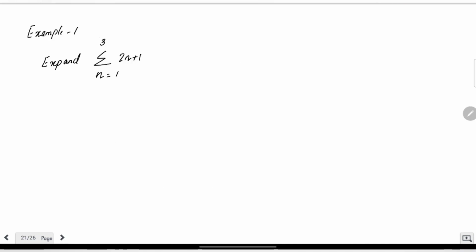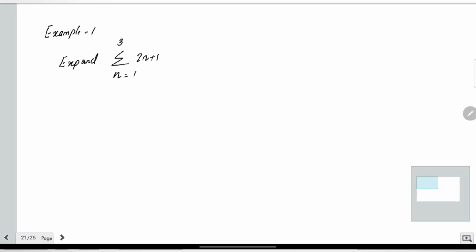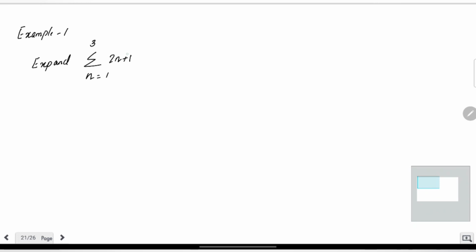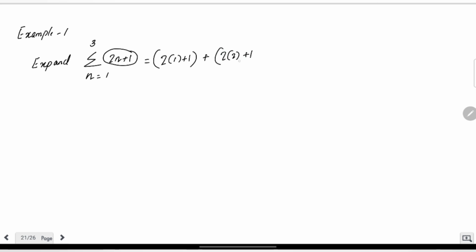Let's do some examples. Example number 1. Expand sigma n is equal to 1 to 3, 2n plus 1. This one is the nth term, Tn, isn't it? You have to expand this one by substituting 1 by 1. What is the first value of n? 1. So it's going to be 2 times 1 plus 1. This is the first term. Plus, next value of n is 2. That is 2 times 2 plus 1. This is our second term. Plus, next value of n is 3. That is 2 times 3 plus 1. So we are done. Expansion is done.